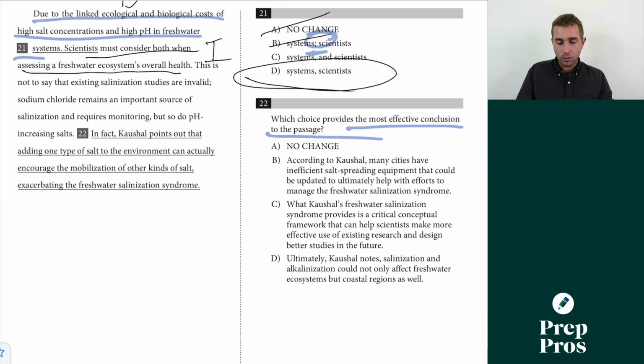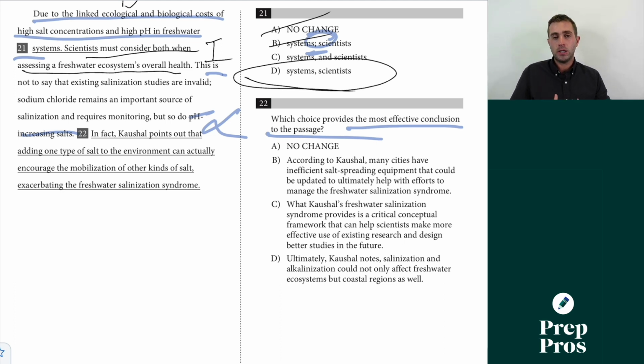Which one provides the most effective conclusion here? So we'll read back to this previous sentence. This is not to say that existing salinization studies are invalid. Sodium chloride remains an important source of salinization, requires monitoring, but so do pH increasing salts. So we're talking about this alkalinization portion that we talked about earlier.